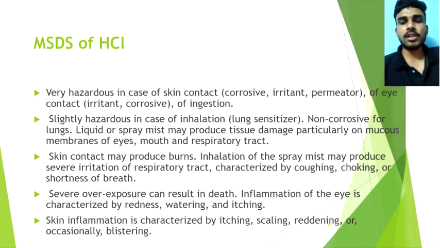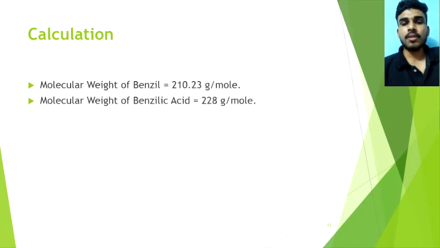Now we will move towards the last part of our experiment, and that is calculation. Calculation has mainly two steps. In the first step, we have to find the value of the theoretical yield. To find the theoretical yield, we require the molecular weight of benzil and the molecular weight of benzilic acid. The molecular weight of benzil is 210.23 gram per mole and the molecular weight of benzilic acid is 228 gram per mole.